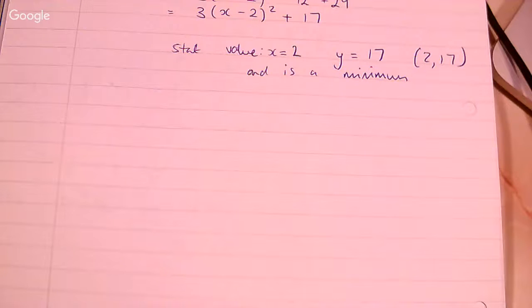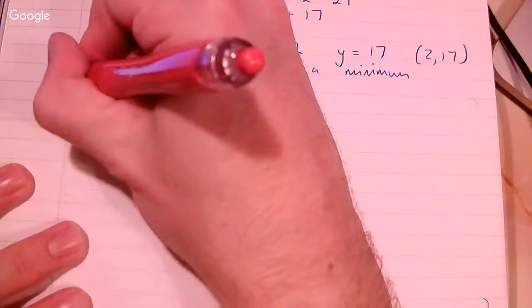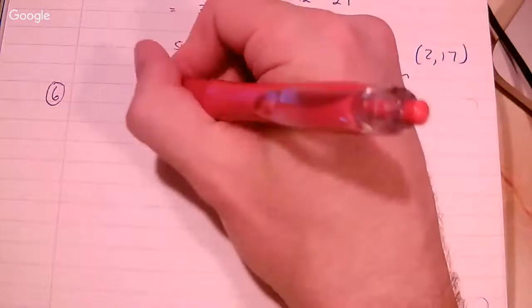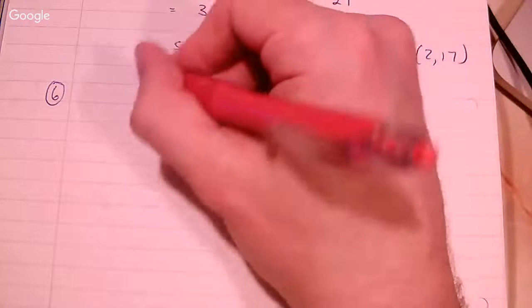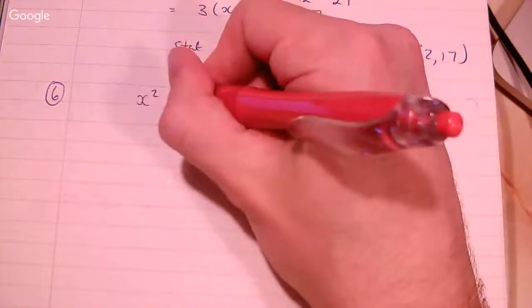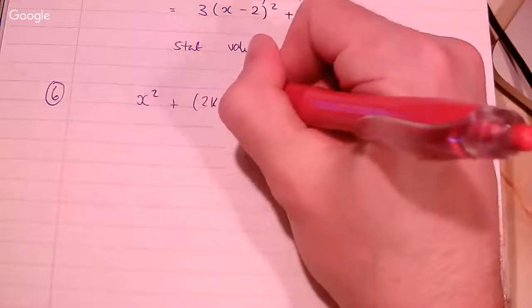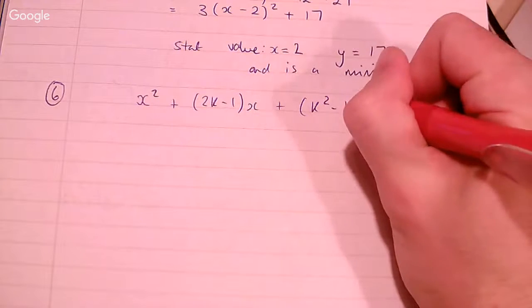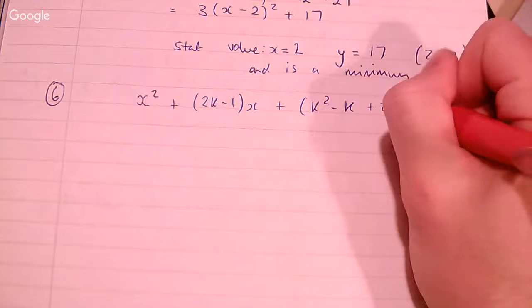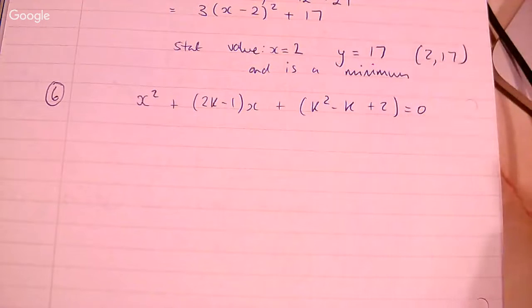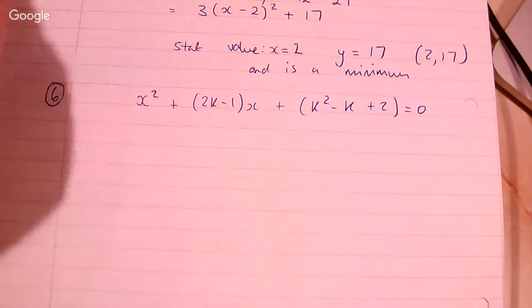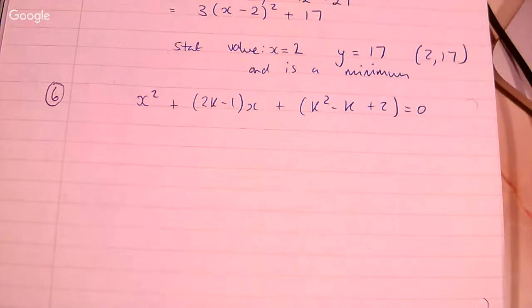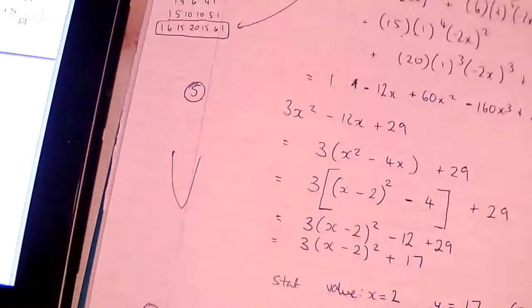So for question 6, I've got a website for you to go and look at if you want to have a little bit of further understanding on this. So I'll write that down as well in a second. So we've got x squared plus 2k minus 1 x plus k squared minus k plus 2 in a bracket equals 0. So basically we get these graphs just like the one we had before, this 3x squared one that we just did, that looks in some sort of shape like that.